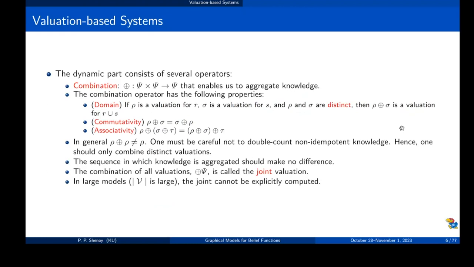The sequence in which knowledge is combined makes no difference. The combination of all valuations, I'll call it the joint. So I put a ⊕ of all my valuations, and I call it the joint valuation. As I said, in practice, we can't compute this. In large models, the number of variables is large, so the joint cannot be explicitly computed.